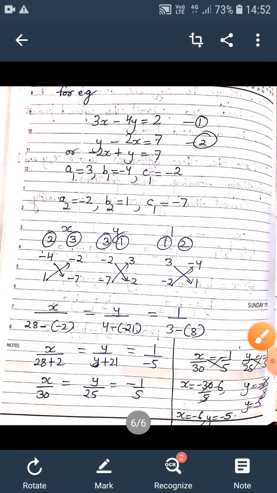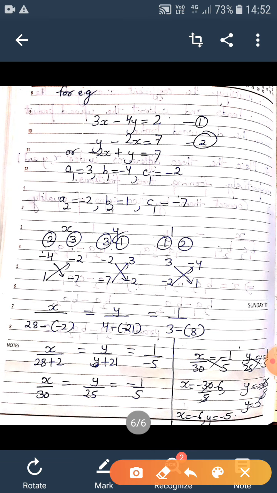Now we take an example. We have the equations 3x minus 4y equals 2 and y minus 2x equals 7. You can write the second as minus 2x plus y equals 7. Now compare the coefficients. a1, the coefficient of x in the first equation, is 3, the coefficient of y, b1, is minus 4, and the constant term c1 equals minus 2. Here it has to be compared to the standard form, so when 2 goes to the left hand side, plus 2 becomes minus 2. So c1 equals minus 2. Similarly, a2 equals minus 2, b2 equals 1 and c2 equals minus 7.